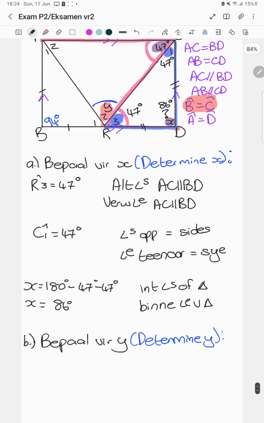Okay, so let's say angle B is equal to angle C. Reason, opposite angles of a parallelogram.